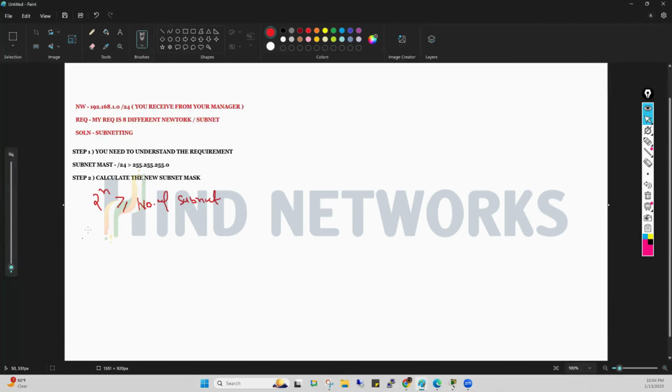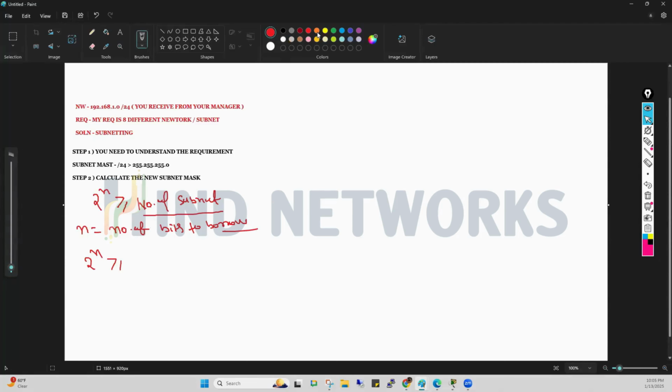Now, what do you mean by n here? N means the number of bits to borrow. Number of bits to borrow. Clear? Everyone, yes or no? Now, 2 to the power n greater than or equal to the number of subnets.